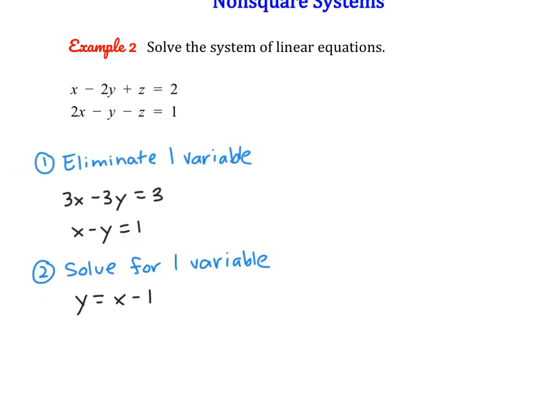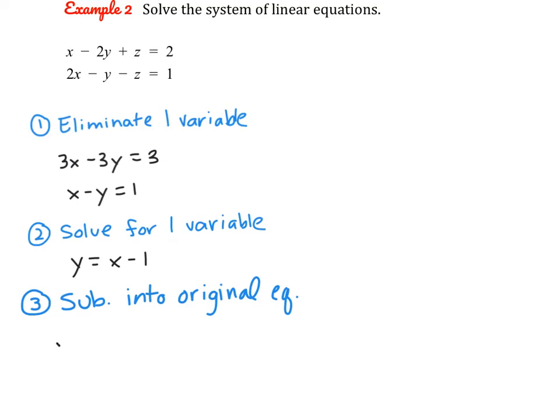So now once we have solved for one of our variables, you're going to go back and back substitute. We're going to plug that into one of our original equations. So sub into original equation. And we're going to see what we have to work with. So I'll substitute it into our first equation. So we get x minus 2 times y, which is x minus 1, plus z equals 2. So if you distribute and then here you start solving for x, you actually get x equals z.